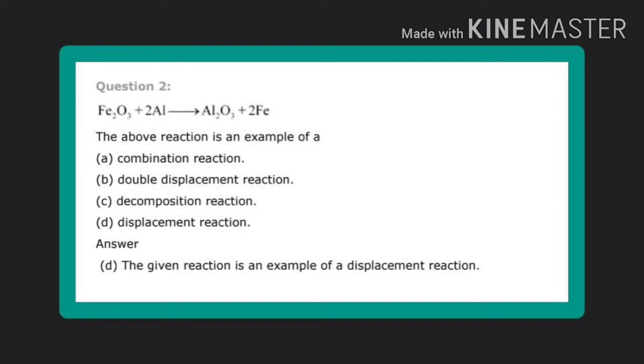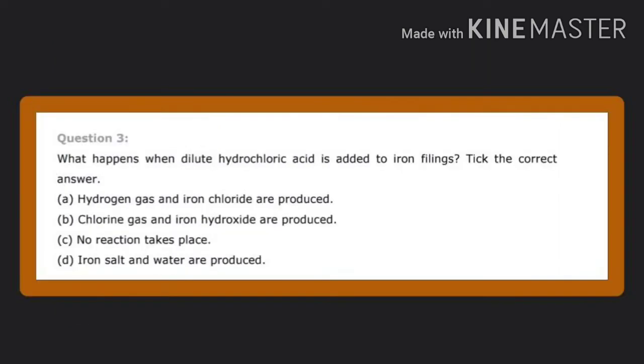Next question. Fe2O3 plus 2Al gives Al2O3 plus Fe. The above reaction is an example of which one? Combination, double displacement, decomposition, or displacement. Look at the reaction. There was Fe2O3, a compound, and aluminium, one element metal. Now this aluminium has replaced the Fe and Fe has gone free. So this was a single displacement reaction, or displacement reaction. Your correct option in this question is D. The given reaction is an example of displacement reaction.